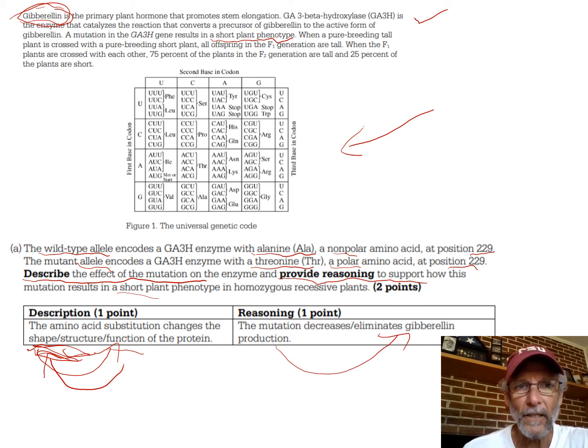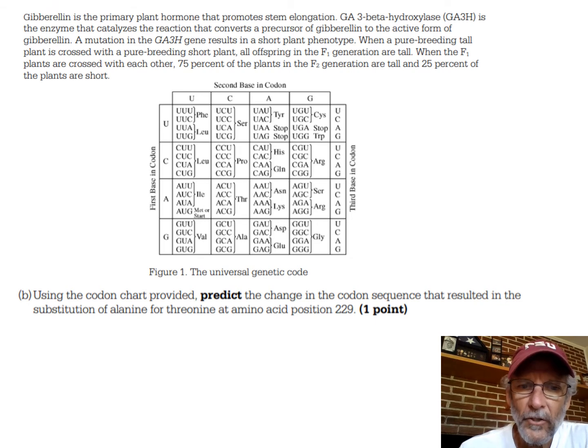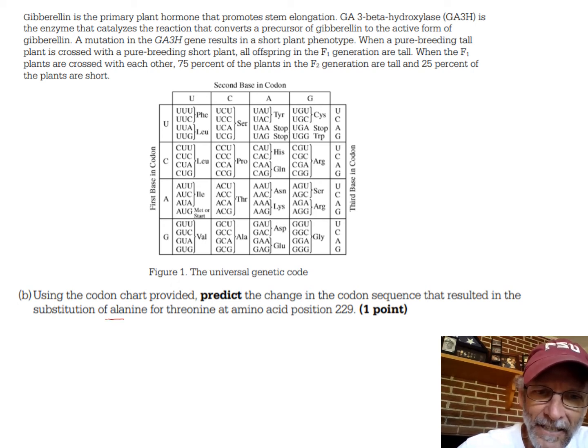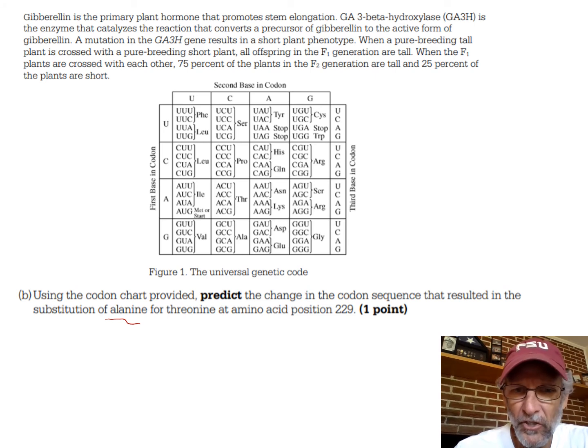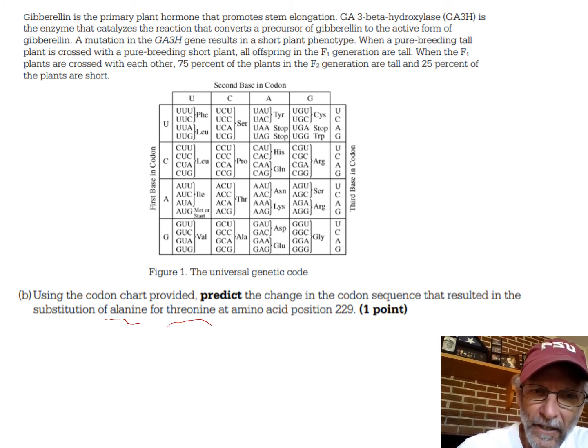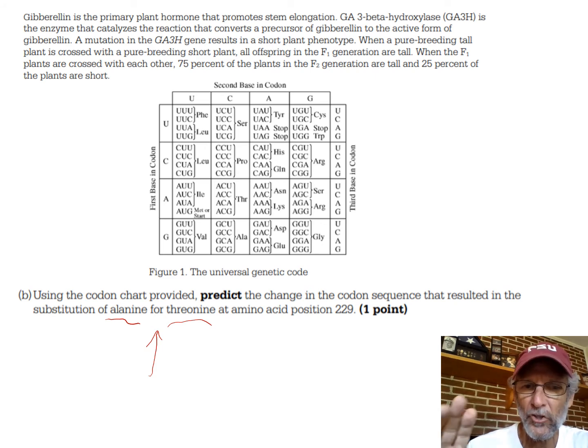Part B. Just to refresh the memory here, because it's not in front of you, the story they told you said that the enzyme that works has alanine in position 229, and the mutated one has threonine. So they really misworded this, right? The substitution was threonine for alanine, not alanine for threonine. That's a bad mistake on their part, but anyway, just so you're not confused.